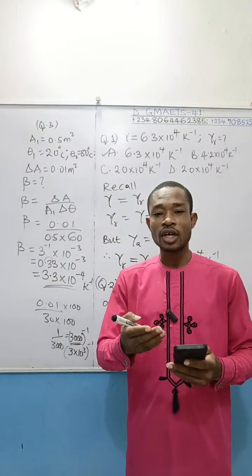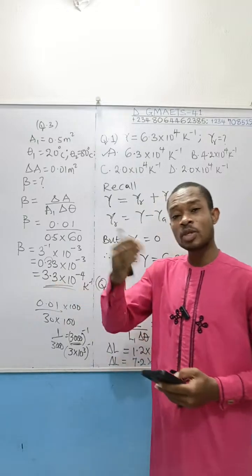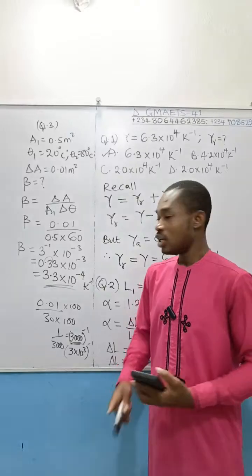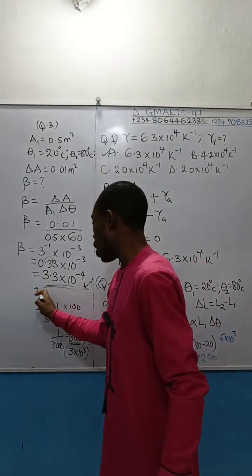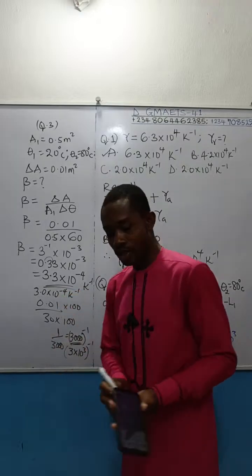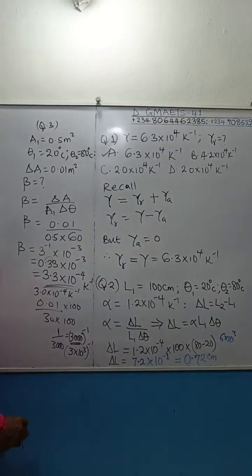The correct option is, this is what we got, 3.3. Since all of them have 0.0, if you are rounding off, this 3 will be rounded down. So this is the same as 3.0 times 10 to the power of minus 4 per Kelvin, and that goes with option C. It goes with option C. So look at what I did here.